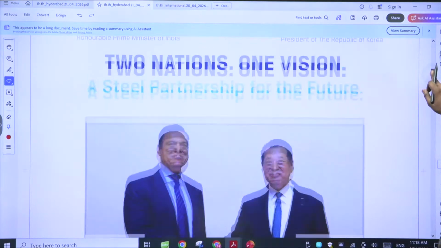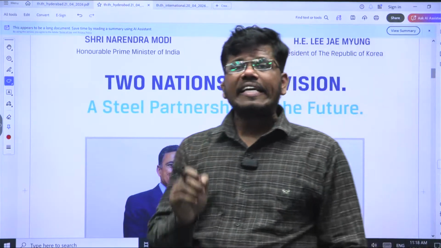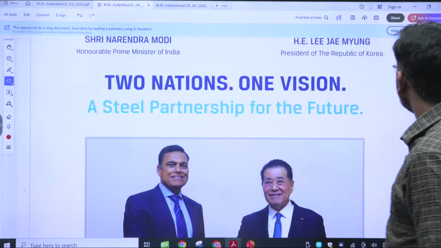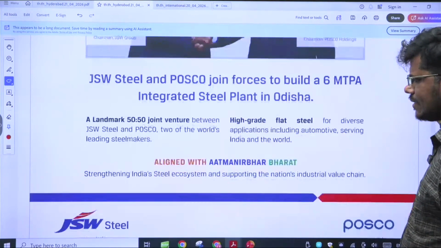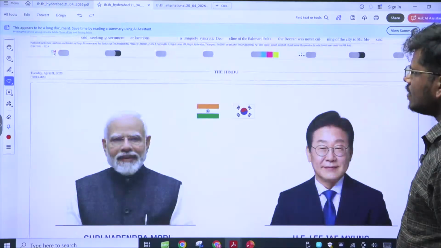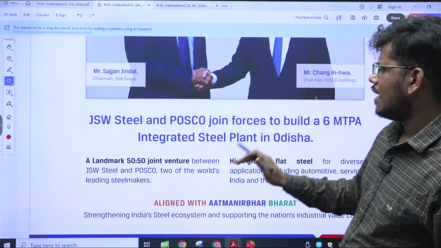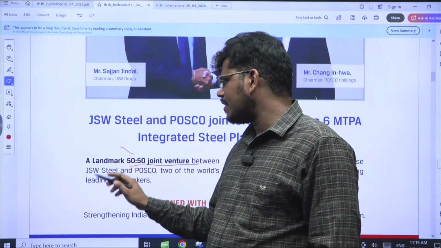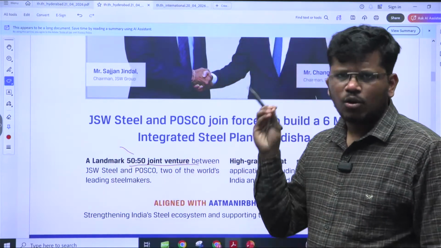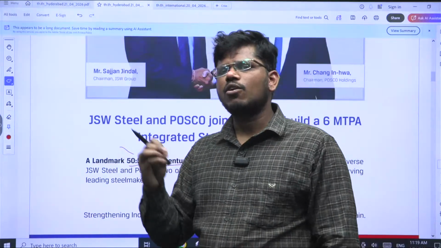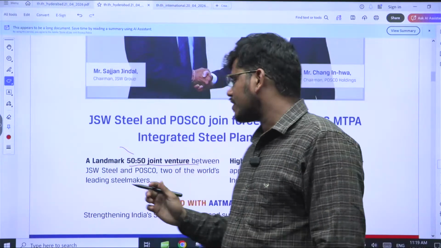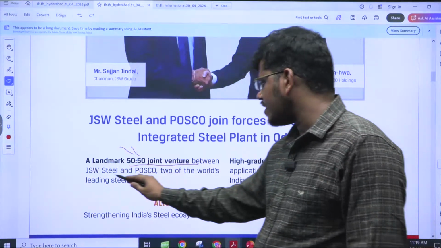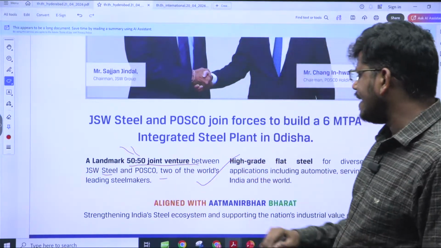Today, what's happening? There is one new greenfield steel plant in Odisha. It is a landmark 50:50 joint venture, 50% by POSCO, a Korean company and one of the top global leading steel manufacturers, and the other 50% by Jindal. It's a joint venture between JSW Steel and POSCO, two of the world's leading steel makers.